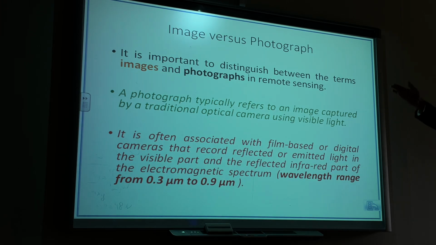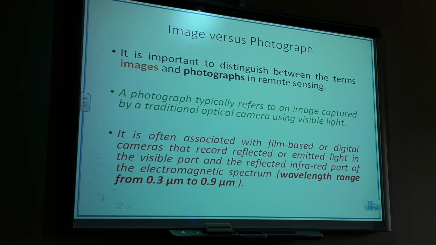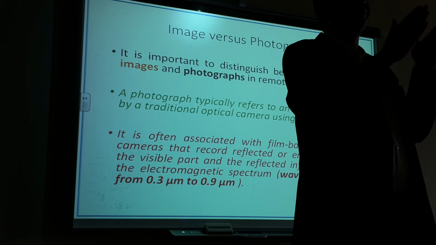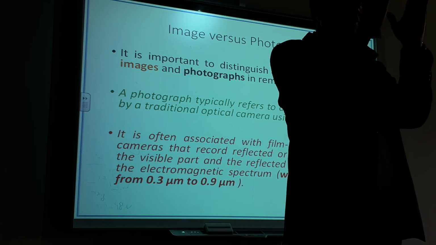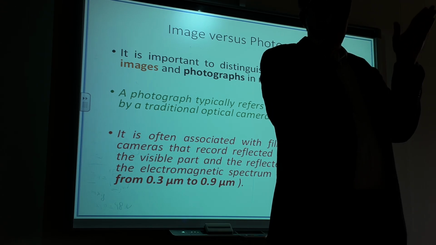So you have an image, difference between image and photograph. What is a photograph and what is an image? Just quickly, any image which is taken in the visible region, that means starting from 0.4 micrometers to 0.7 micrometers, that will be called as a photograph. Means the thing which you click with your mobile or a camera, that is a photograph, because that is taken within the visible region, which is from 0.4 micrometers to 0.7 micrometers.